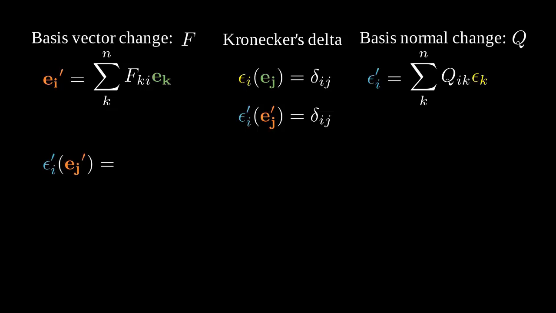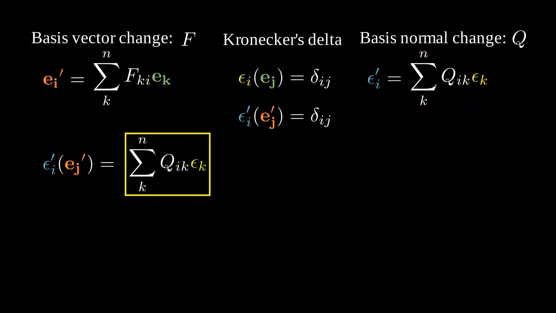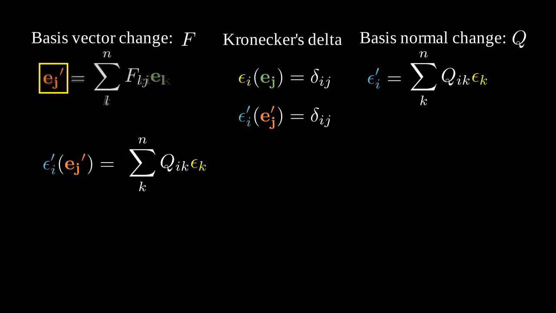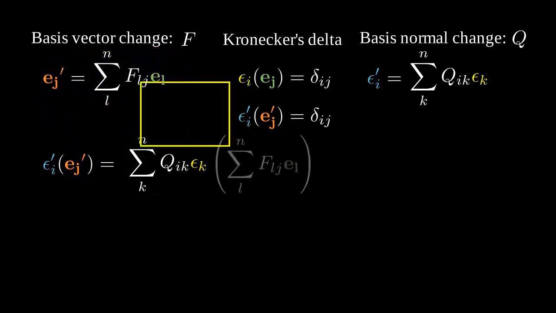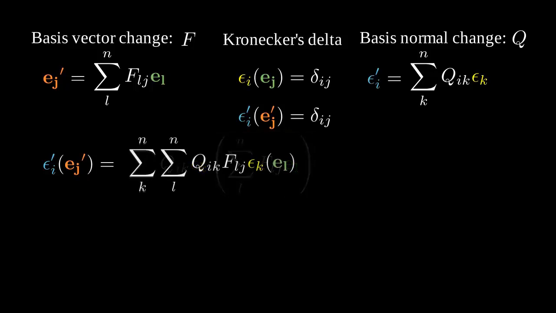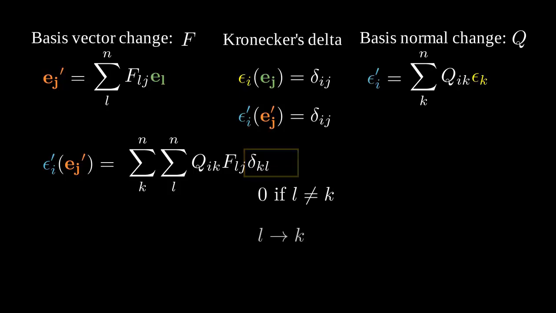Let's compute the new basis. Epsilon i dash is here, substitute with sigma qik epsilon k. Ej dash is here, but we need to change the indexes, not to confuse epsilon i dash. Substitute with sigma flj el. Using linearity, we can rearrange the terms. This epsilon k el is Kronecker's delta. Because of Kronecker's delta, when l is not equal to k, the value is 0. We can rename the index l to index k since all l that are not equal to k will be removed. Thus flj becomes fkj.